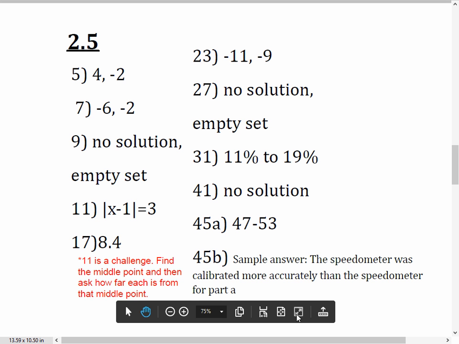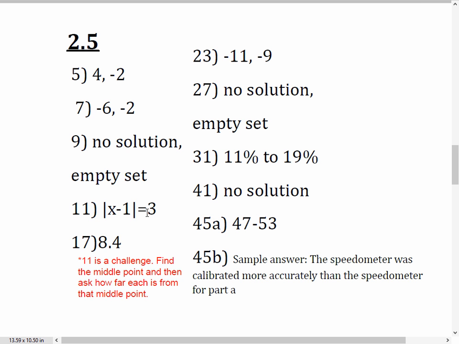So, 2.5's homework assignment. Question number 5, the answers were 4, -2, 7, -6, -2, 9. 7 and 9 we did in class. 9 was a no solution because it's the absolute value equal to a negative number. Number 11 was a little bit of a challenge. If you look at the picture, the center point is the number 1, and each of the endpoints are 3 away from it. So if you translate, you would say the distance from 1 is 3, and that's where the math equation comes in. 17 is 8.4, 23 is -11 and -9, 27 is again no solution because the absolute value equal the negative number.